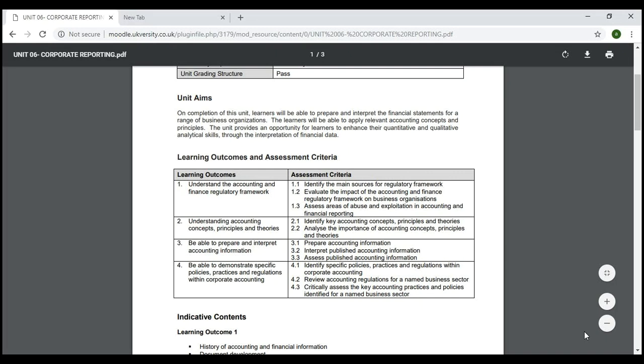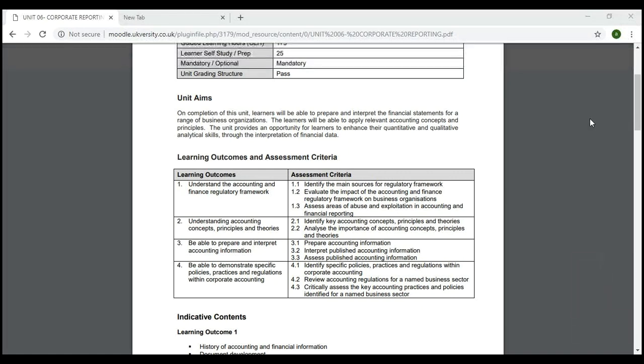The second learning outcome, which we'll address today as well, is understanding accounting concepts, principles and theories behind them: identify the key accounting concepts, principles and theories, and then discuss the importance of all these principles, why they are important. Next lesson we'll go through how we can interpret financial information. We'll discuss different financial ratios and try to interpret the information which we can use for reporting purposes, how we can report and how we can use it to make financial decisions.